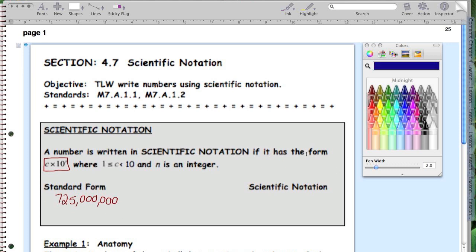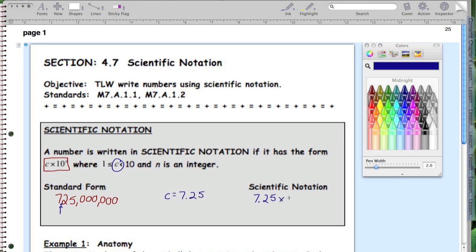So the first thing we have to do is find out what this c value is. And it tells us c has to be between 1 and 10. It can be equal to 1, but it has to be less than 10. So to do that, if I put a decimal point right there, I get 7.25. So really my c value in this case is 7.25.